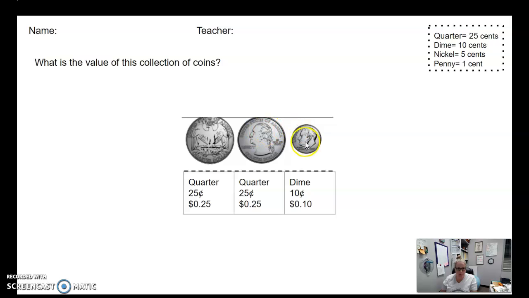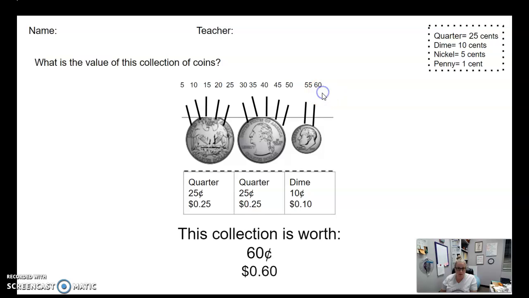The next thing I'm going to do is draw my hairy money, and I'm going to skip count. So here are all my hairs. Remember, a quarter has to go all the way up to 25. So I'm going to have 1, 2, 3, 4, 5 for the quarters. And then I'm going to skip count. And when I skip count, I have 5, 10, 15, 20, 25, 30, 35, 40, 45, 50. Because I know 2 quarters is worth 50, so I'm on the right track. A dime has 2 hairs. So I'm going to keep skip counting. 55, 60. So that means that this collection is worth 60 cents, written this way with the cent symbol, or I can write dollar sign 0.60.